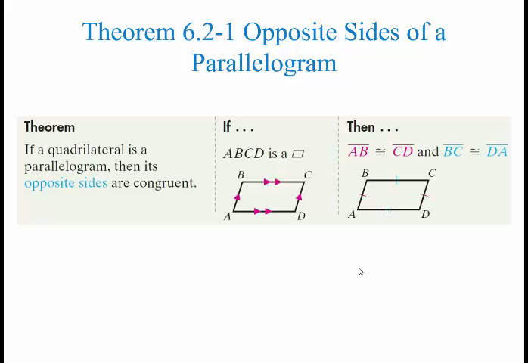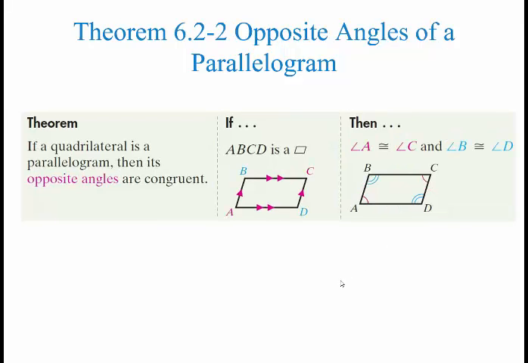So here's a theorem, the opposite sides of a parallelogram. If a quadrilateral is a parallelogram, then the opposite sides are congruent. So if ABCD is a parallelogram, that's the notation for a parallelogram, then it must always be that side AB is congruent to side CD, and side BC is congruent to side DA, or AD, it doesn't matter how you say it. So opposite sides of parallelograms are congruent.